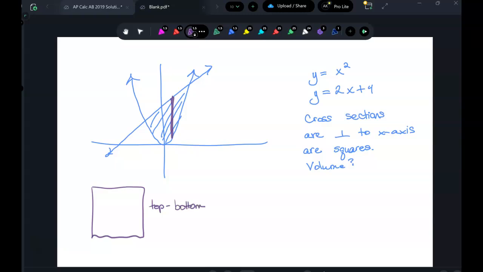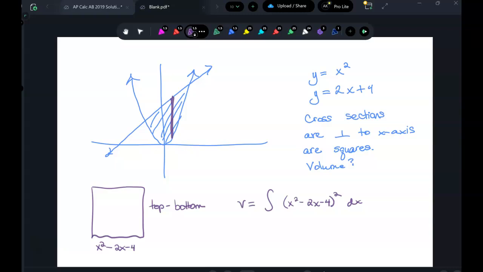Minus 2x plus 4, and then it'll be times the same thing, so that'll all be squared. So then the volume is going to be the integral of x squared minus 2x minus 4, squared. And then the limits of integration are going to be where they're equal to each other, whatever x squared minus 2x minus 4 is.